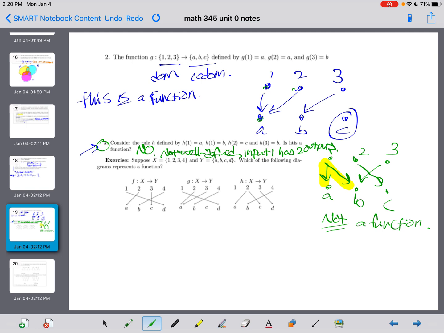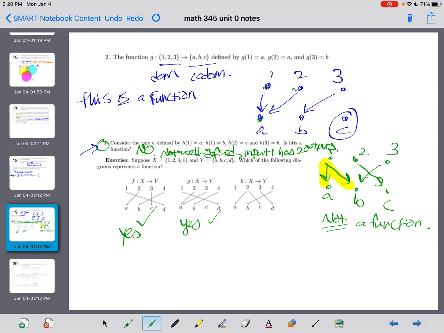With that in mind, we can look at this exercise here. It says if X is a set consisting of the numbers 1, 2, 3, 4, Y is a set consisting of a, b, c, d, which of the following represents a function? All right, this first one, does every single input have an output? Yes, and that's it, right? As long as every input has an output in the codomain, this is a function. Similarly, for the second example, every input has an output in the set Y, so yes, this is a function as well.